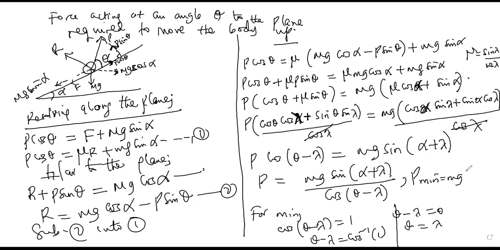would equal mg sine(alpha plus lambda). Because if theta equals lambda, then this one would be 0, because cos 0 is 1. You get the point?